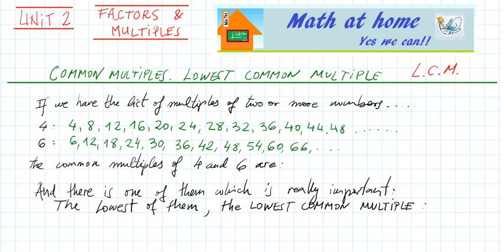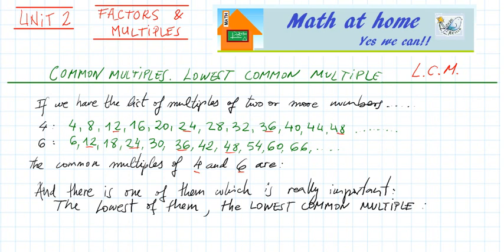Now, what we are trying to study is what common multiples are. The common multiples of two numbers are those multiples that are multiples of both numbers. So which are the common multiples of 4 and 6? 12, 24, 36, 48.